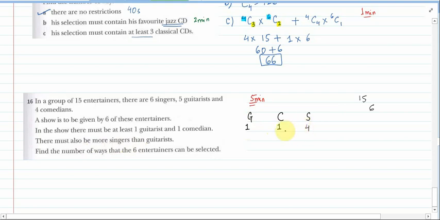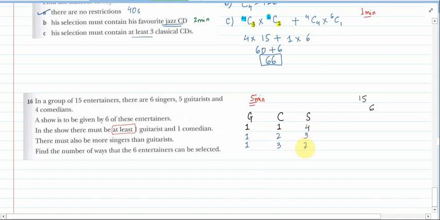Now it says 1 guitarist and 1 comedian. The important keyword is at least. So the upper limit can be any, but at least one should be present. After that, I can say it's one guitarist but two comedians. 1 plus 2 is 3. The remaining 3 are covered by singers. I can say it's one guitarist, 3 comedians. The remaining parts are 2.